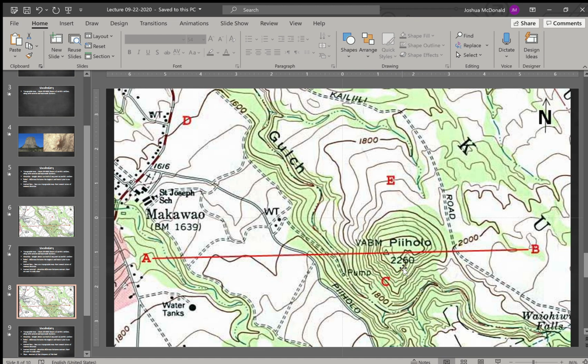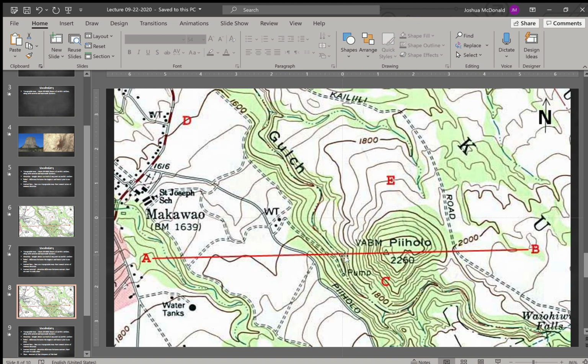Now, we find the closest index contour to the contour you want to identify. So if we wanted to identify this one, we say this is the closest index contour, and we count up to it by 50s. So if we wanted to say, what is this one here? Well, let's count up to it. We've got 50, 100, 150, 200, 250. So this is going to be 250 less. So this is about 2010.